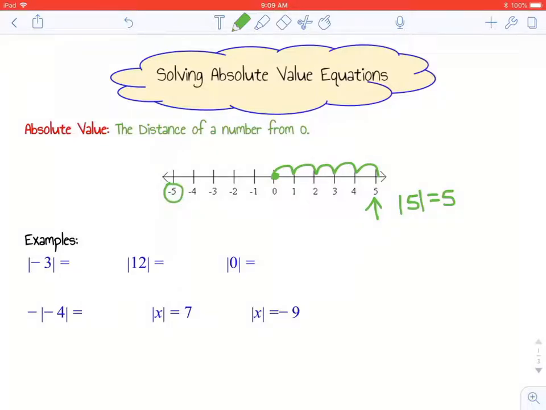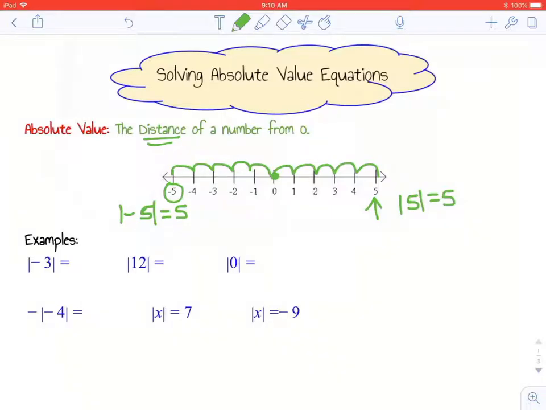Negative 5 also has a distance of 5 on the number line, so we would say that negative 5 would also have an absolute value of positive 5, because again, it's a distance from 0. So you want to keep that in mind when we're solving equations soon. So let's look at a couple of more simple examples.